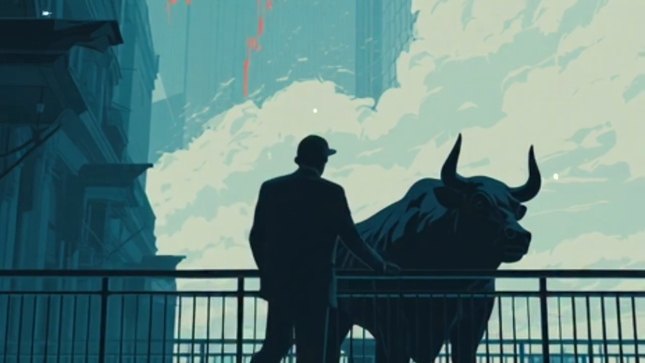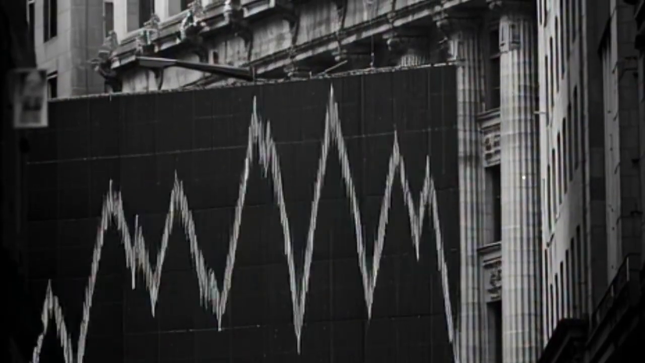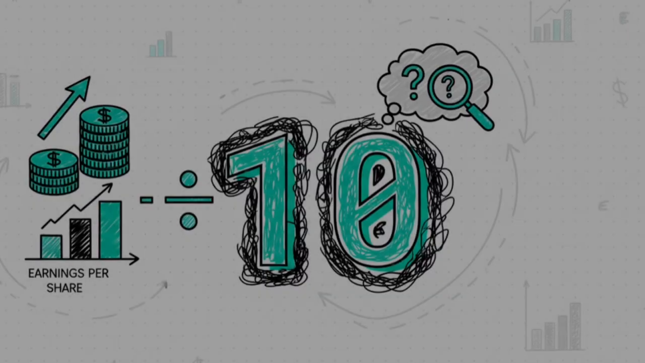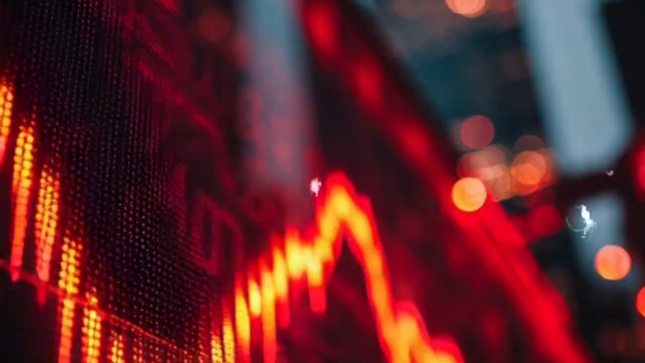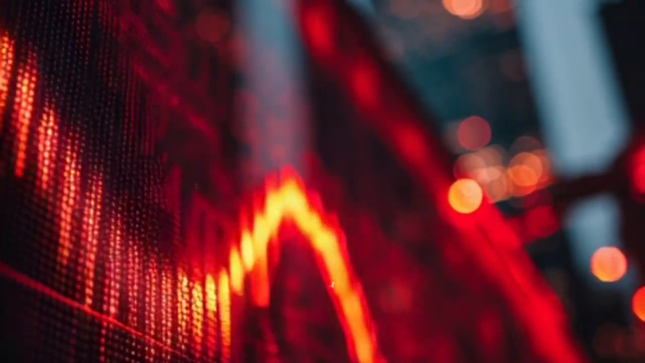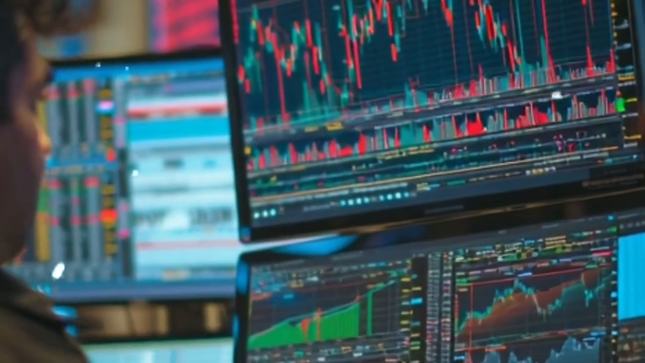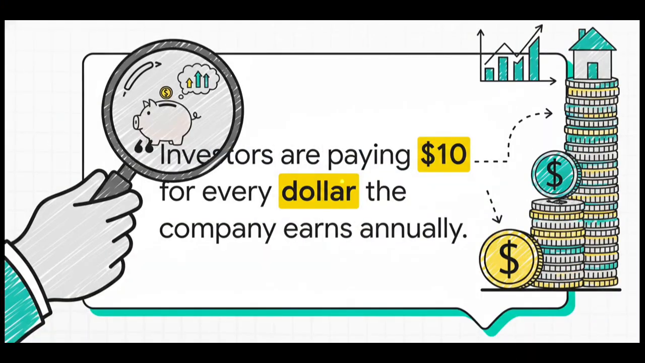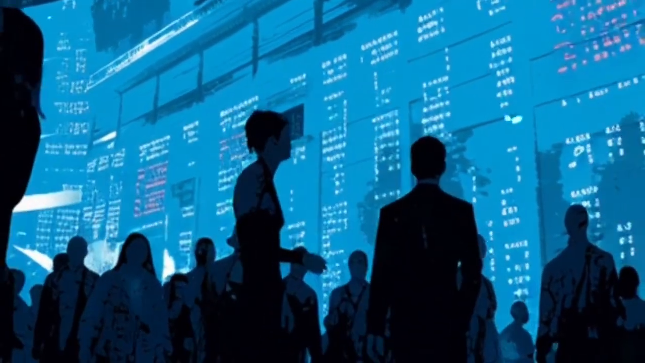Okay, let's use some real numbers to make this click. Let's say a stock costs $100 a share, and let's say its earnings per share for the year is $10. You just do the division. 100 divided by 10 gives you a PE ratio of 10. Simple, right? Well, what does that number, 10, actually tell us? It means this. Right now, the market is willing to pay $10 for every $1 that this company earns in profit each year. It's literally the price of $1's worth of that company's earnings.